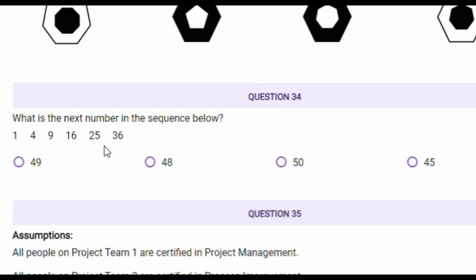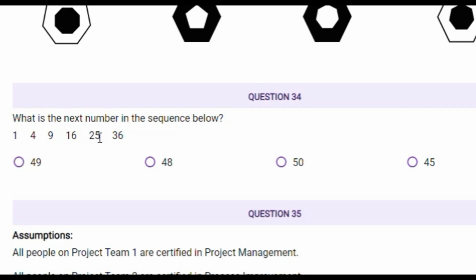Pattern analysis. Each number is a perfect square. 1 is equal to 1 times 1. 4 is equal to 2 times 2. 9 is equal to 3 times 3. 16 is equal to 4 times 4. 25 is equal to 5 times 5. 36 is equal to 6 times 6.